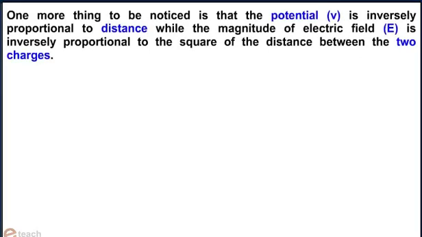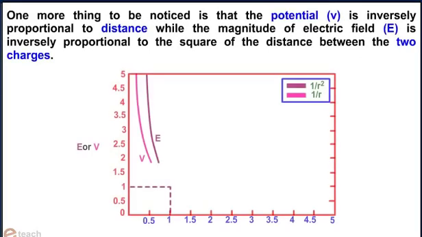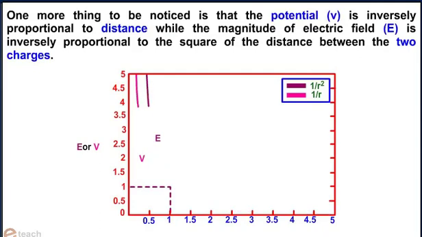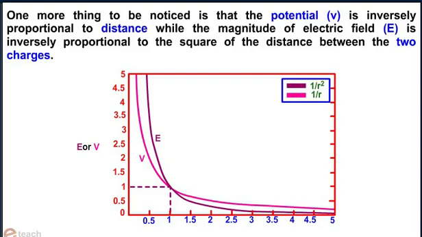One more thing to be noticed is that the potential V is inversely proportional to distance, while the magnitude of electric field E is inversely proportional to the square of the distance between the two charges.